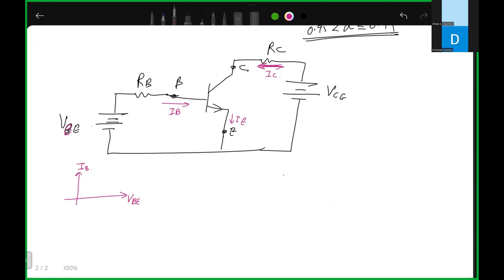Tell me the output current and output voltage. VCE and IC. Yes, VCE and IC. So this is your output characteristic, and this will be your input characteristic. Can you tell me what the current gain is here? Output current, that is IC, upon IB. Output current upon input current.